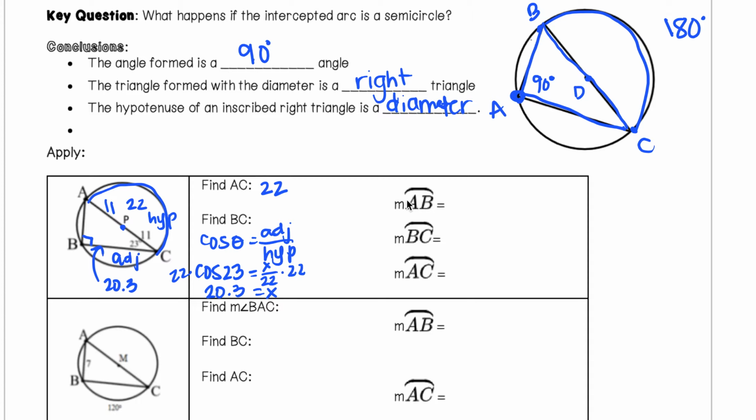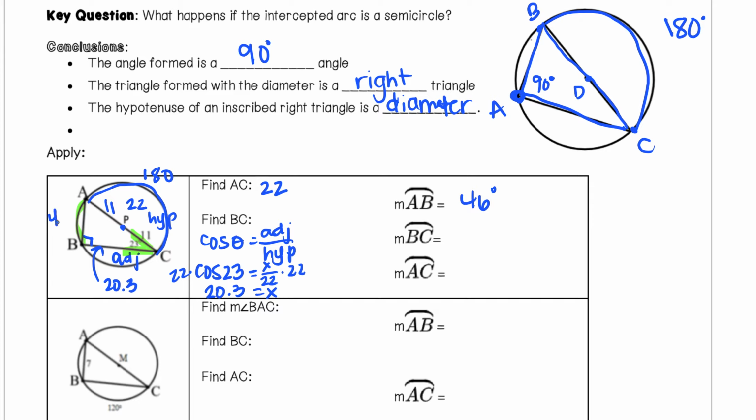Then we're asked to find the measure of arc AB. AB is the intercepted arc for the inscribed angle that was given to us as 23. So since the inscribed angle is 23, to get the intercepted arc, I need to multiply by 2, which leaves me with 46 degrees. For the arc BC, I already know that this arc was 180.